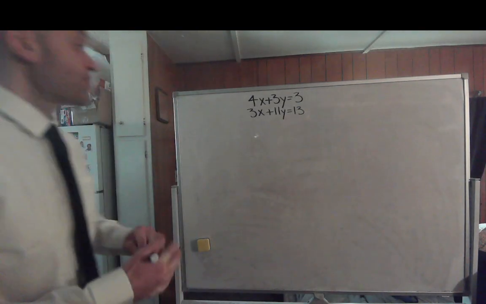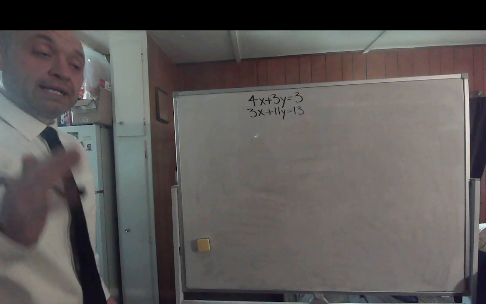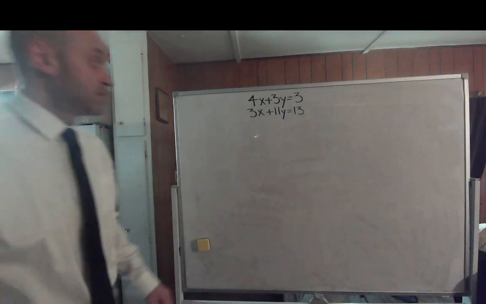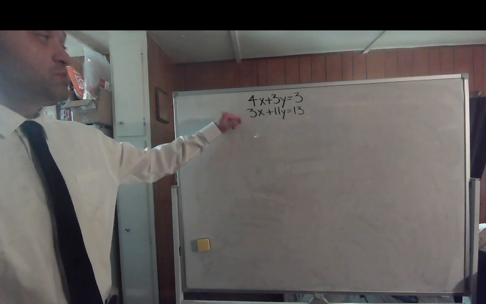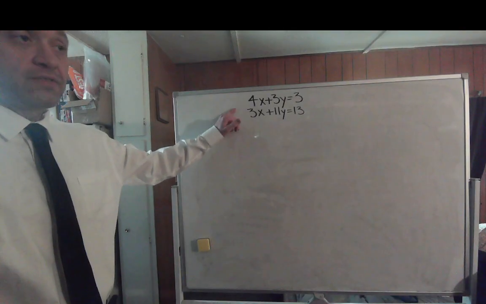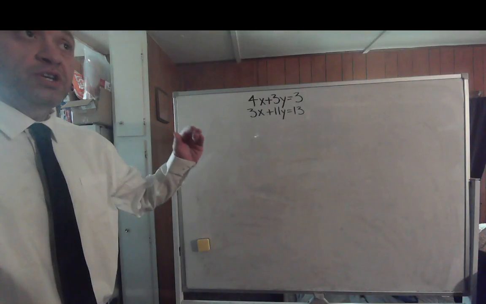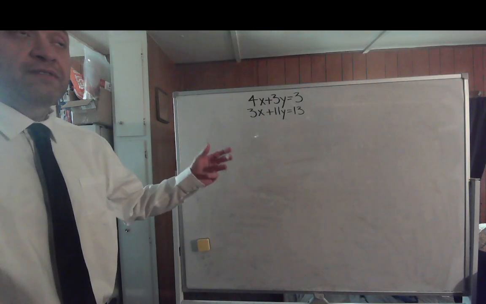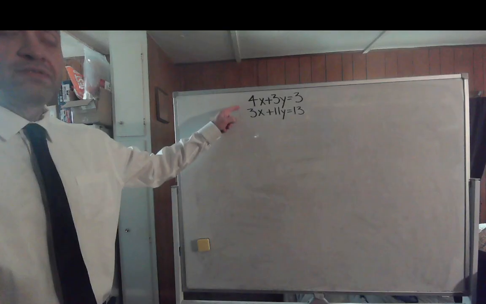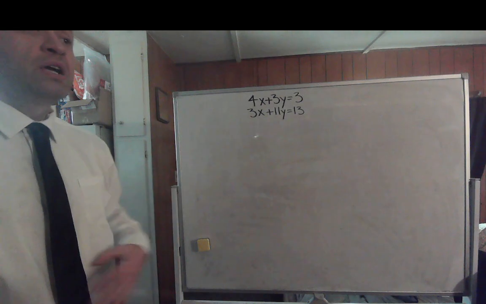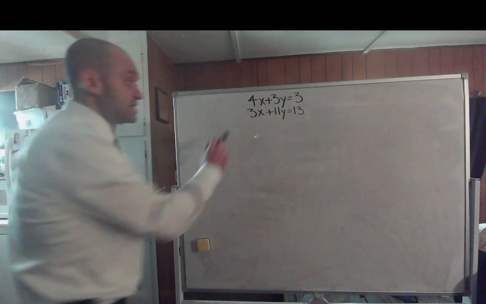Now, what do we mean by elimination? The idea is to get these equations in such a way that you temporarily eliminate one of the variables and solve for the remaining variable. Then when you get the value of that remaining variable, you substitute it into one of the original equations and solve for the other variable. So let's look at this system here.